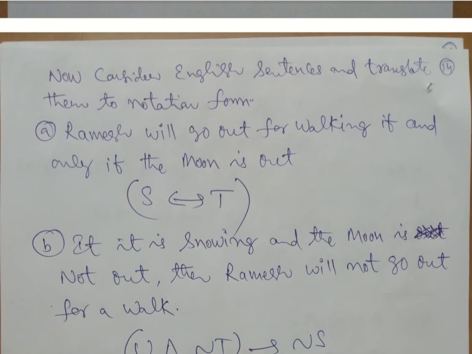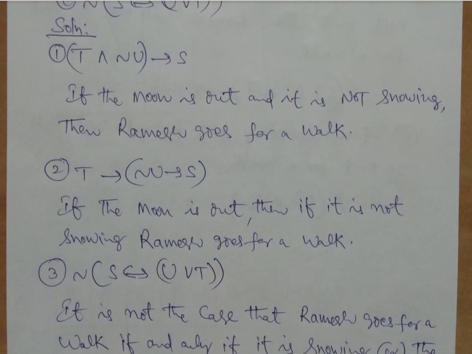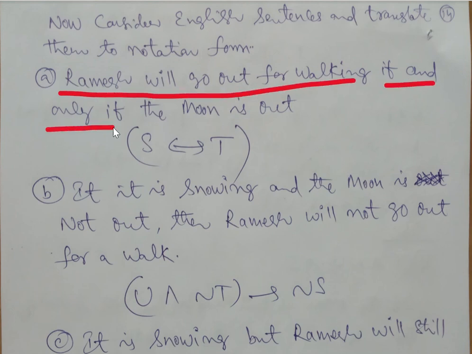Now consider English sentences and translate them into notation form. See here they have given the logical notation and asked us to write English. We have done that in the previous problem. Now reverse case, English is given, now we have to write them in the notation. Ramesh will go out for a walk if and only if the moon is out.